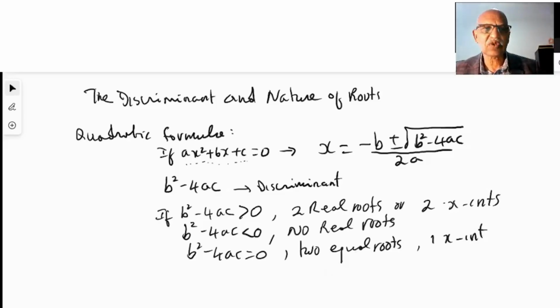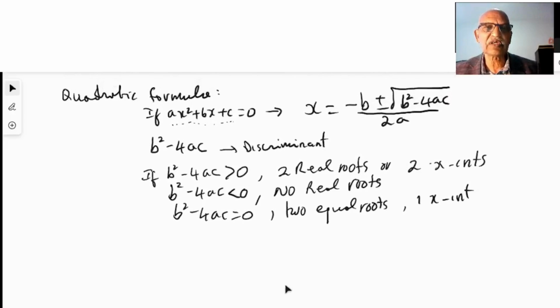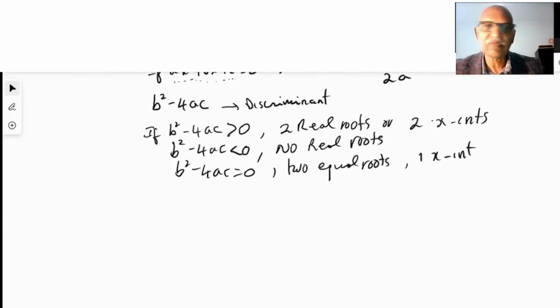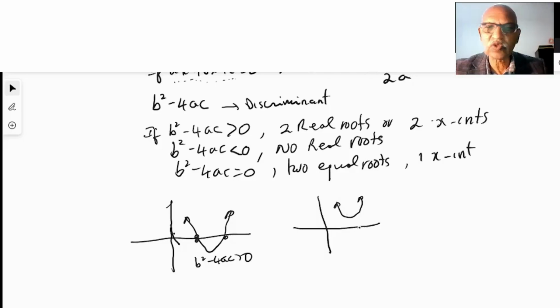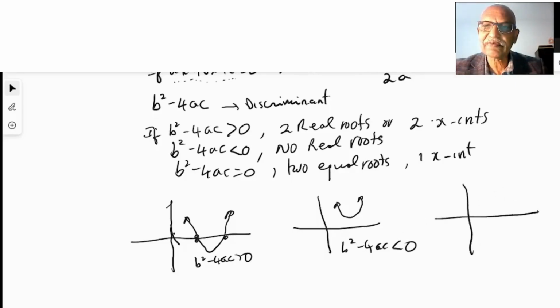We can show these here. Whenever we say solve, it means find the x-intercepts. The discriminant does not give you the answers. So if I had this parabola here, it has two x-intercepts. Therefore, the discriminant b squared minus 4ac is greater than 0. If I have this parabola here, we do not have x-intercepts, so b squared minus 4ac is less than 0. If we have this parabola touching the x-axis at only one point, there is only one solution, so b squared minus 4ac is equal to 0.